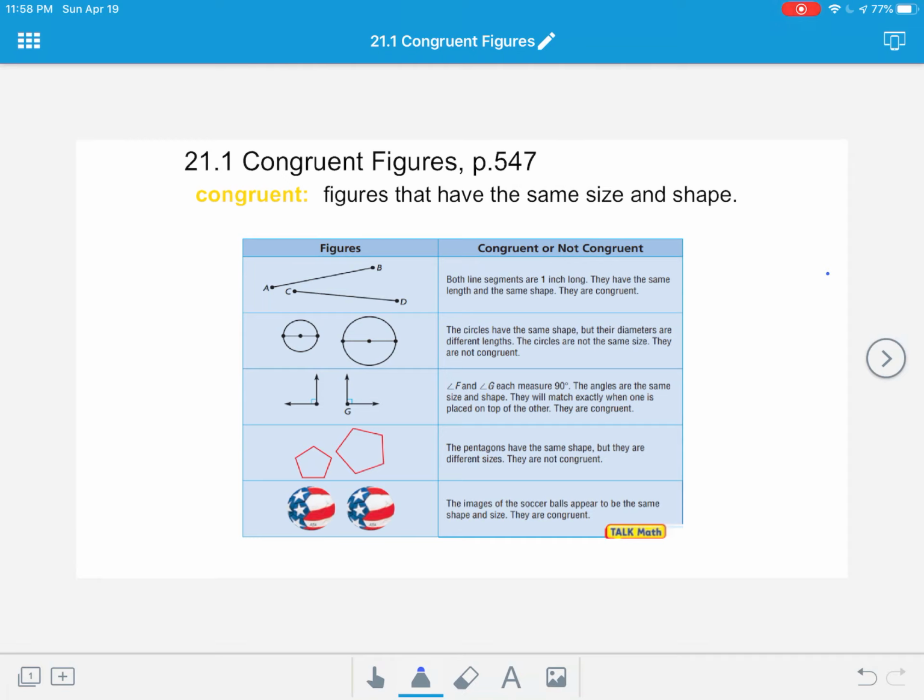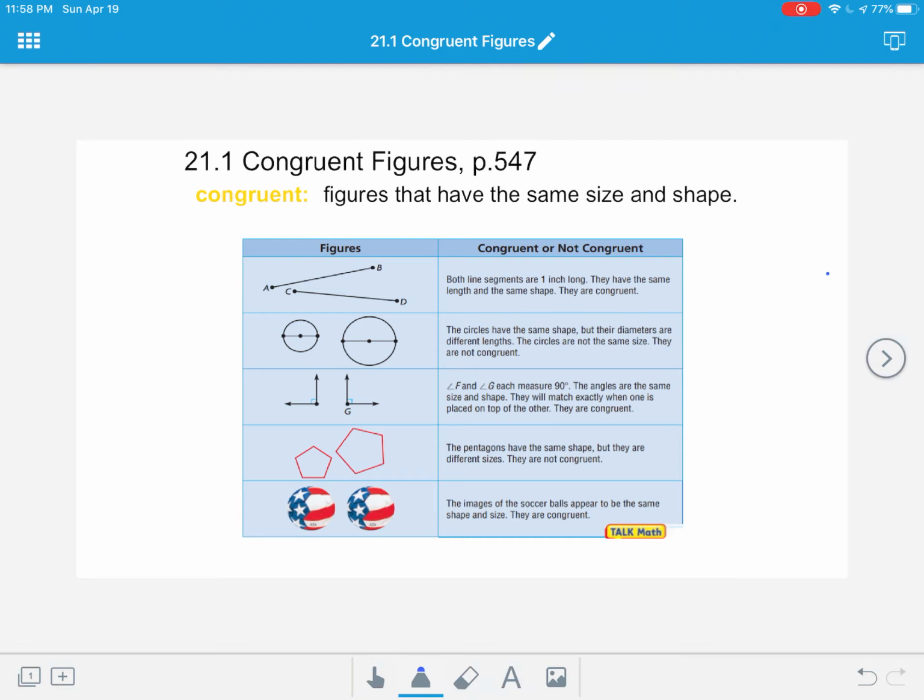This week, we're starting a brand new chapter, chapter 21. This will be a short chapter, and we'll wrap it up this week as well. This chapter is not as heavy on vocabulary as last chapter, but we are still studying geometry, which means we're going to have some special key terms that are going to be most of our math practice.